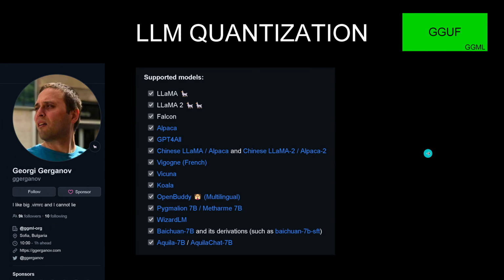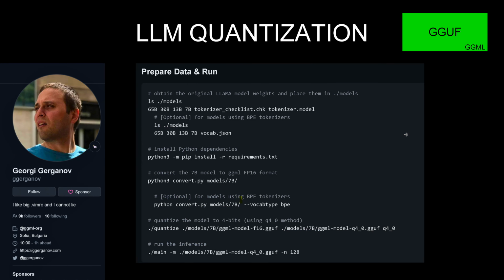So, what are the models that this methodology supports? We have the Llama 1 model, we have the Llama 2 model. If Llama 3 comes out, you know it. Falcon, Alpaca, Vicuna, Koala, WizardLM. These are the models that are currently supported.